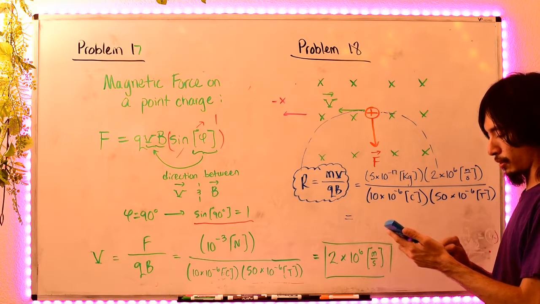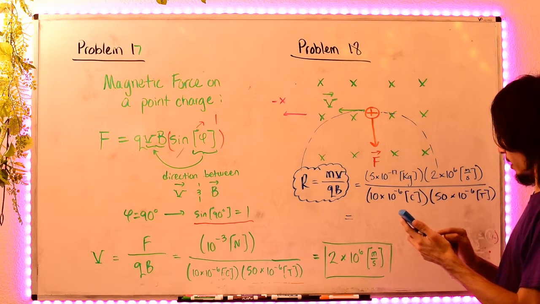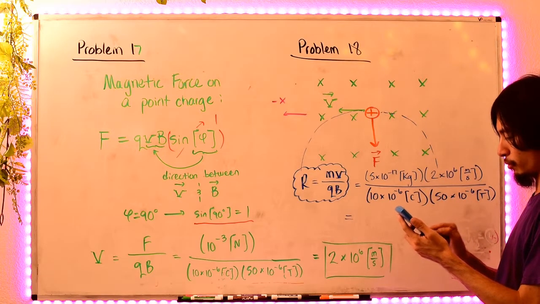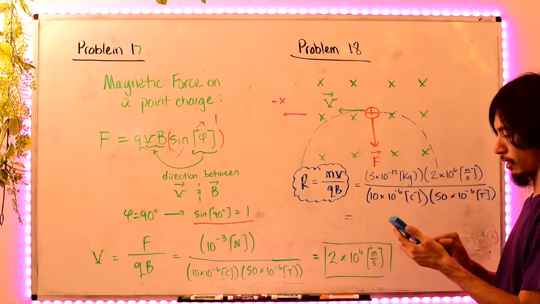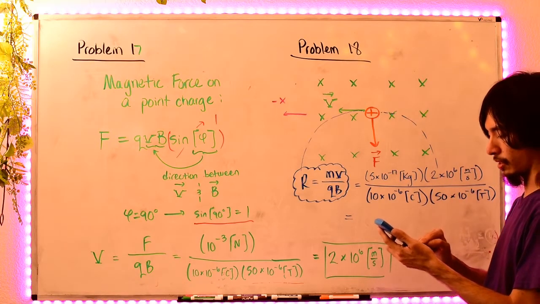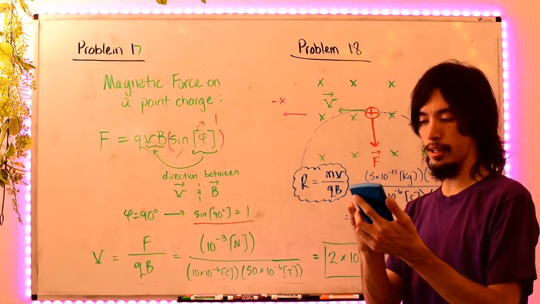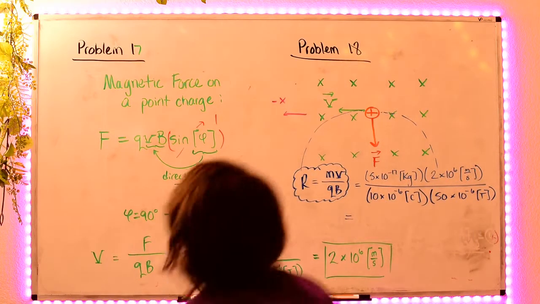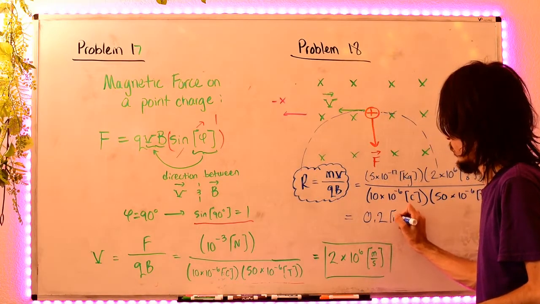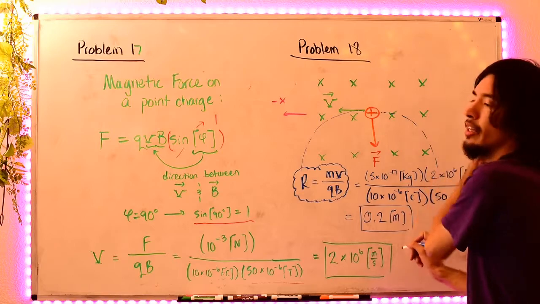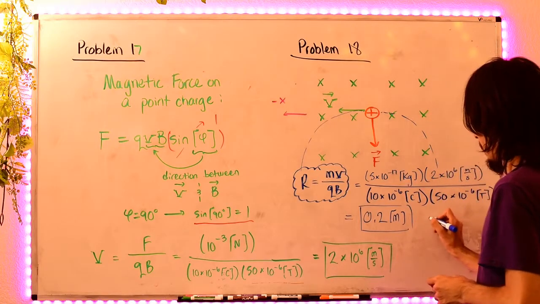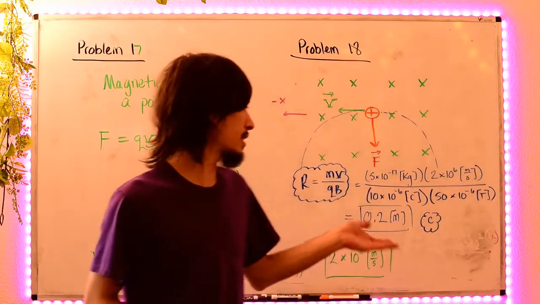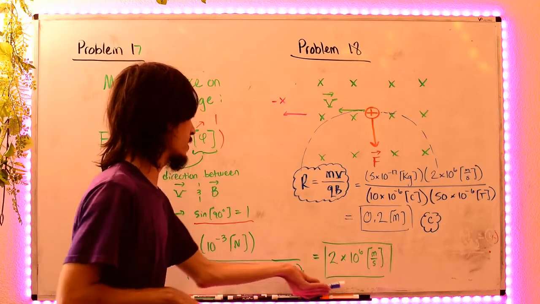So 10 times 10 to the minus 6th times 50 times 10 to the minus 6th. That's in the bottom. Multiply across: 5 times 10 to the minus 17th, and 2 times 10 to the 6th. So our answer is 0.2 meters, and the answer for that is C. So that one's just more of a plug and chug. Just recognize the equation you're supposed to use, plug it in. Nothing much more to that one.